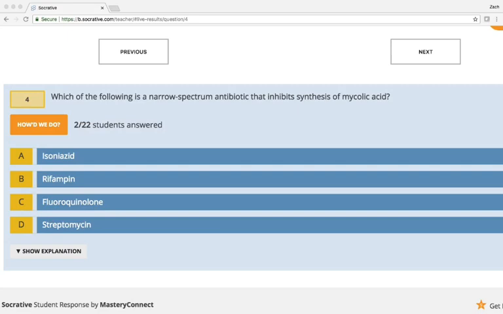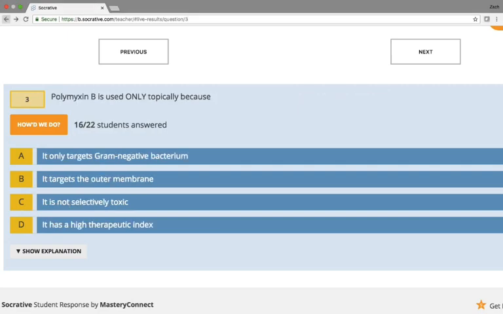Kelly, what was the answer to the last one? The answer to the last one, sorry, I should have given that, was C, which was, yes, selectively toxic. But it said it's not. Oh, then that wasn't the answer. It was D. Okay. It was the high therapeutic index. No, that's not right. I'm going back to it because I'm totally wrong now. We use it topically because it is... Is there a right answer to this one?